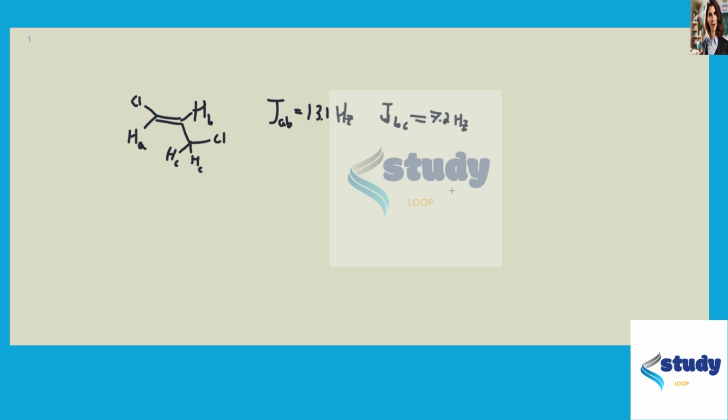Hello everyone, today we're doing chapter 14, problem 18, and this problem asks us to draw the splitting diagram for the proton labeled B up here in this molecule, the trans 1,3-dichloropropene, given that the coupling constant, the J for the AB protons is 13.1 hertz, and the coupling constant J for the geminal protons, BC, is 7.2.